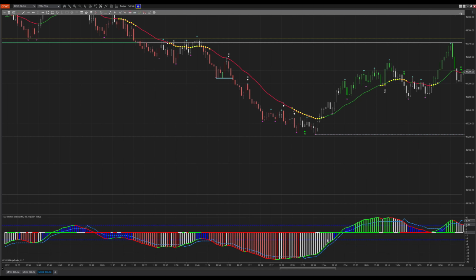And then we flatten, and then we come back the other direction. Really useful indicator. Okay, with that, I'll wrap it there, guys. Let me know how you think of it.